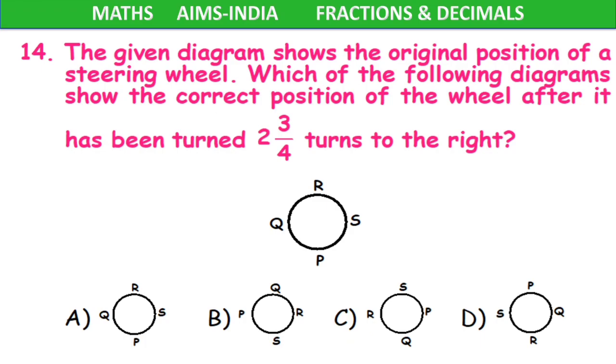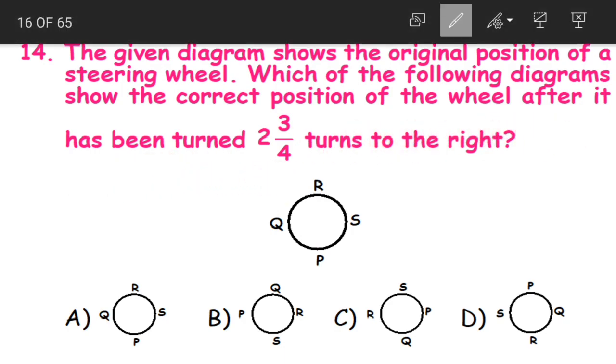Clear, right? Next question. The given diagram shows the original position of a steering wheel. Now which of the following diagrams shows the correct position of the wheel after it has been turned 2 3 by 4 turns to the right? What does the steering wheel mean?